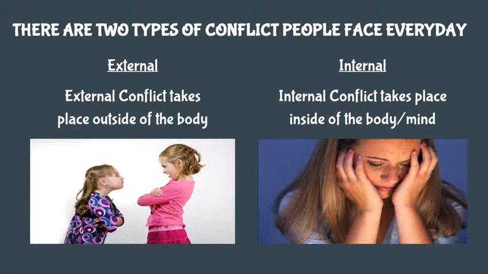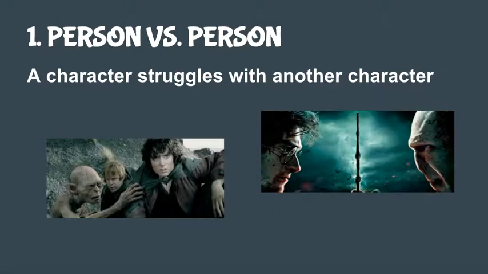There's three types of external conflicts, and the first kind is person versus person. And this is where you have a character struggling with another character or another group of characters. It won't be that the character is struggling against a huge group of people, but it might be that one character maybe isn't getting along with a group of friends or something like this. But person versus person conflicts are when characters are struggling with another character.